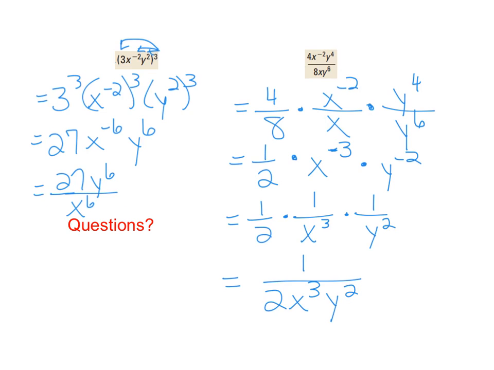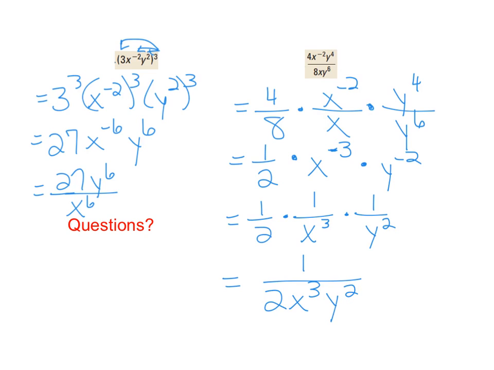Now this last one, 4x to the negative 2 y to the 4th over 8xy to the 6th. I notice I've got numbers in the numerator and denominator, I've got x's in the numerator and denominator, and y's. So I split it up. I think this makes it a little easier to see. I've got 4 over 8, that's my numbers. I've got x to the negative 2 over x, and I have y to the 4th over y to the 6th. All of that's multiplied because there's multiplication symbols in there that we don't write.